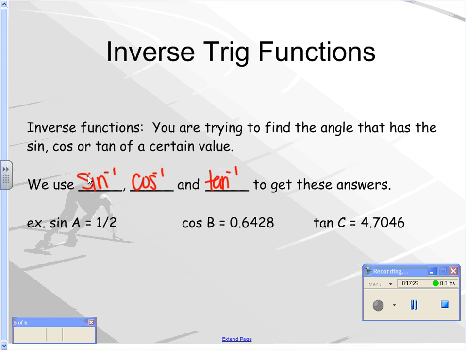Okay, so the way that you're going to do these on the calculator, right now we have sine of A gives us 1/2. Well, we need to find out what A equals, right? So the way that you put A by itself, you don't divide by sine. You do this: sine inverse of 1/2. Does that make sense what I did? To get the sine to the other side, you have to use the inverse.